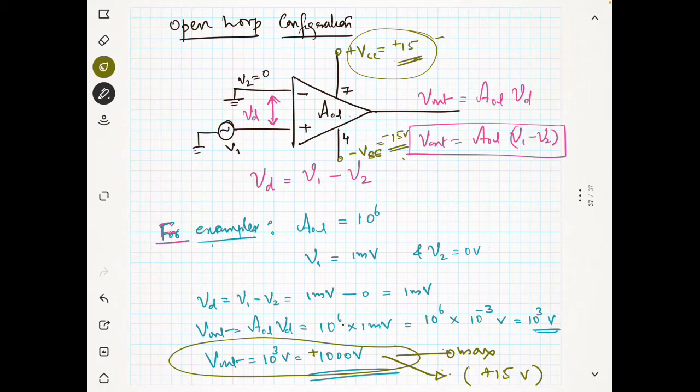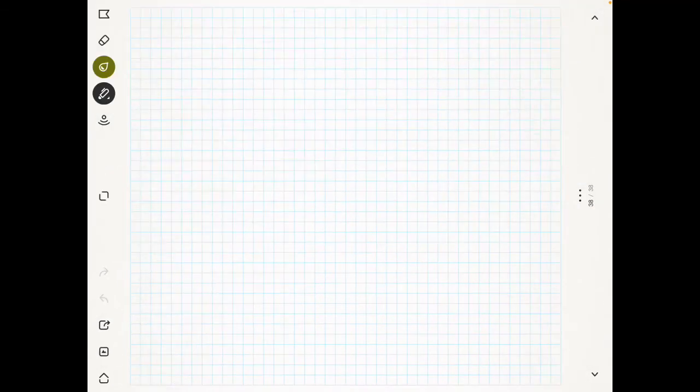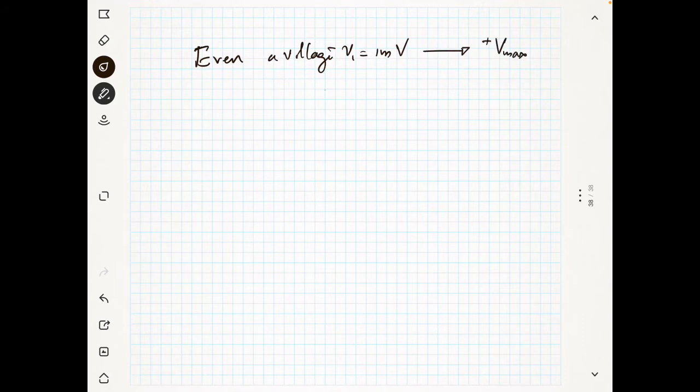In another situation, suppose you are giving V1 not here but here, you will be getting negative output. So it will go to negative, minus 15. So this kind of open loop configuration is a problem basically. Even a voltage V1 equal to 1 millivolt is giving you something maximum. The transistors are moving into saturation and cutoff, at plus Vmax, which is equal to plus 15.